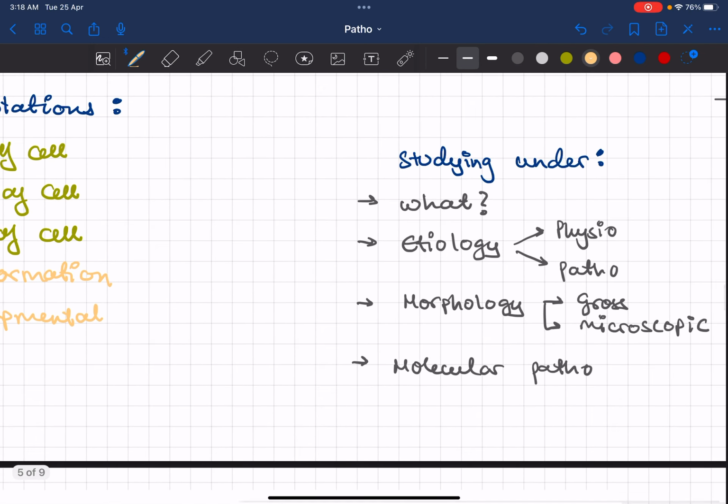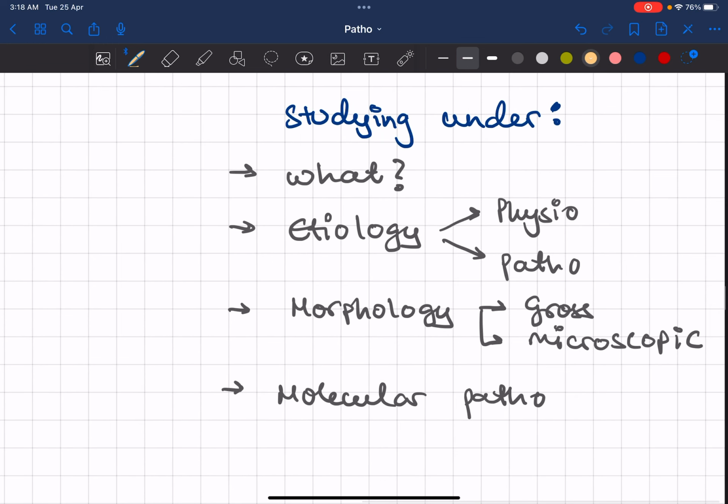We will be studying all these topics in quite detail under these headings. First one, what is that condition? Second, what is the cause of that condition, which may be physiologic or pathologic? Then we will see how that organ appears which has gone through that condition in two different manners, the gross and the microscopic and the molecular pathology.